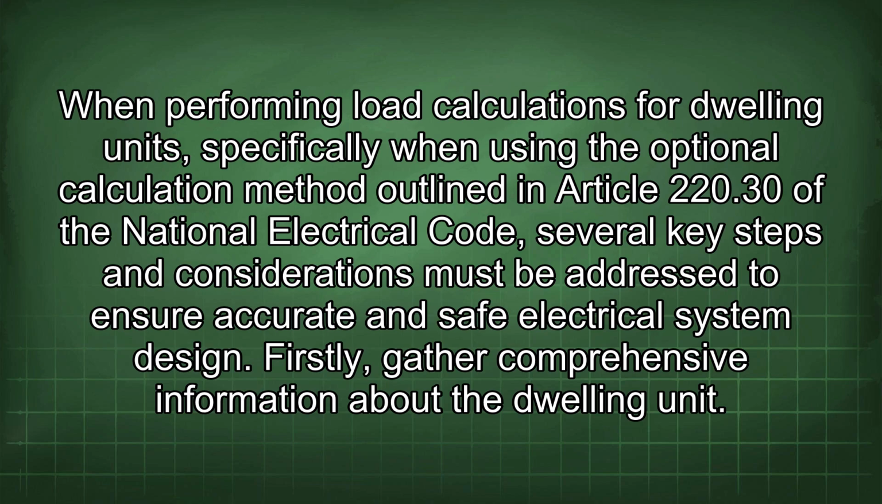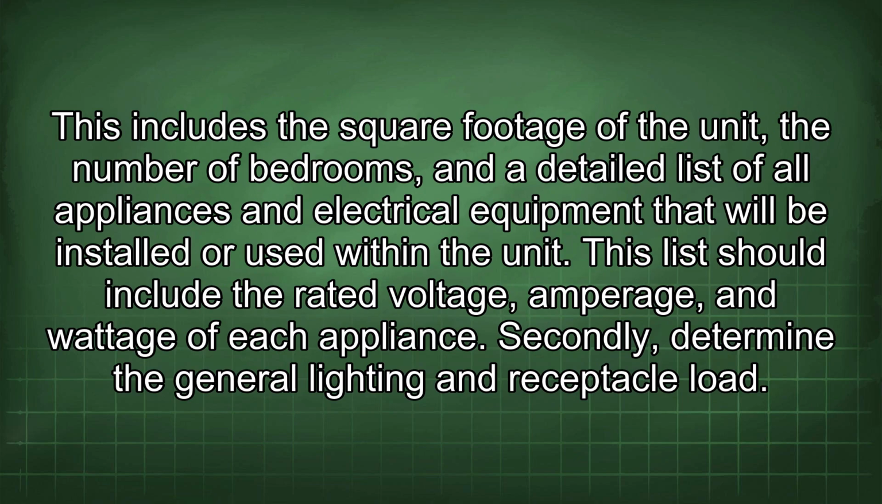When performing load calculations for dwelling units, specifically when using the optional calculation method outlined in Article 220.30 of the National Electrical Code, several key steps and considerations must be addressed to ensure accurate and safe electrical system design. Firstly, gather comprehensive information about the dwelling unit. This includes the square footage of the unit, the number of bedrooms, and a detailed list of all appliances and the electrical equipment that will be installed or used within the unit. This list should include the rated voltage, amperage, and wattage of each appliance.